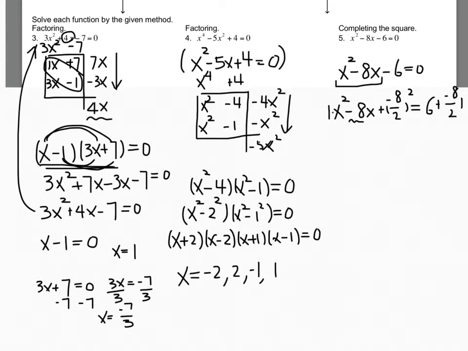As I mentioned, if you do it to one side, you have to do it to the other side. So I add -8 divided by 2, squared, to both sides. So on the left hand side, I have x squared minus 8x, and -8 divided by 2 is -4. -4 squared is 16. So I added 16 to both sides.